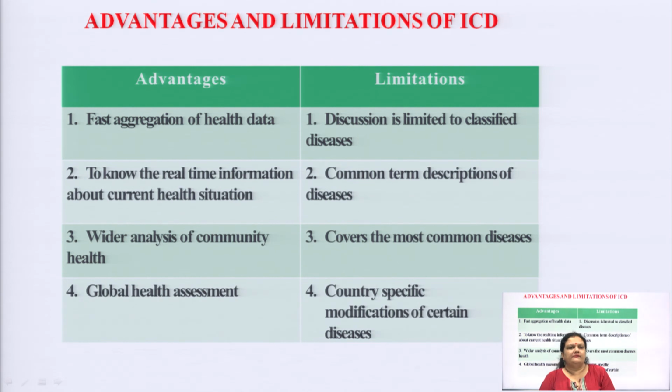The second advantage is we are having detailed, very good real time information about the current health conditions of different classes of people, starting from pediatric, then adults, then geriatric health conditions of different diseases. Then third, this ICD system gives us a wider analysis of the community based health care system.